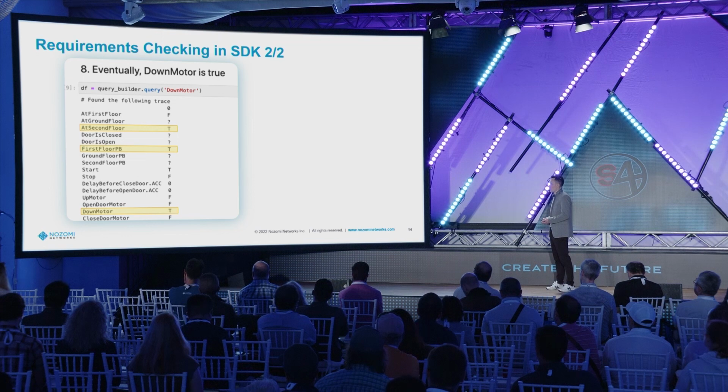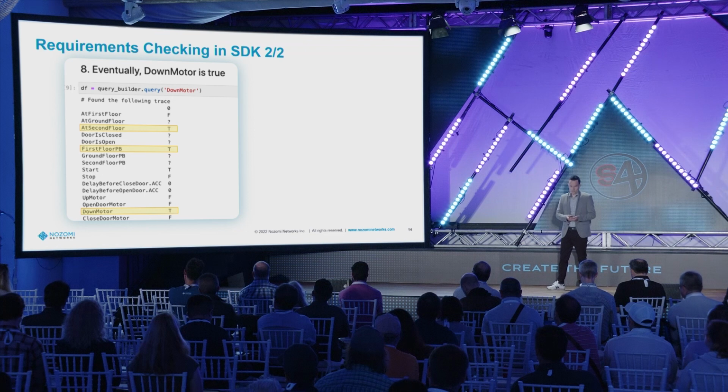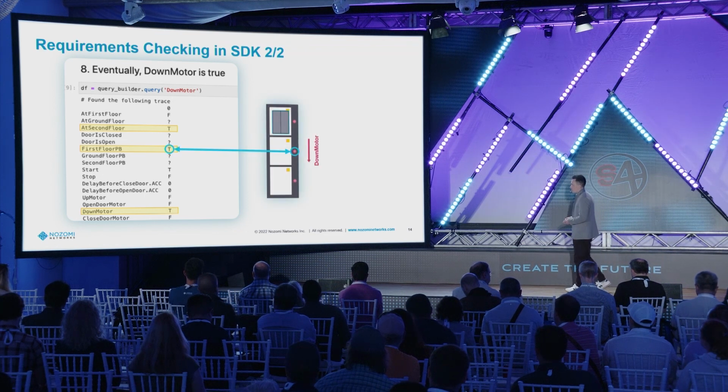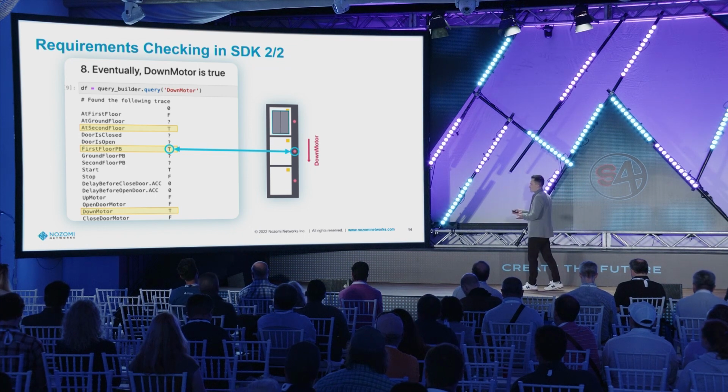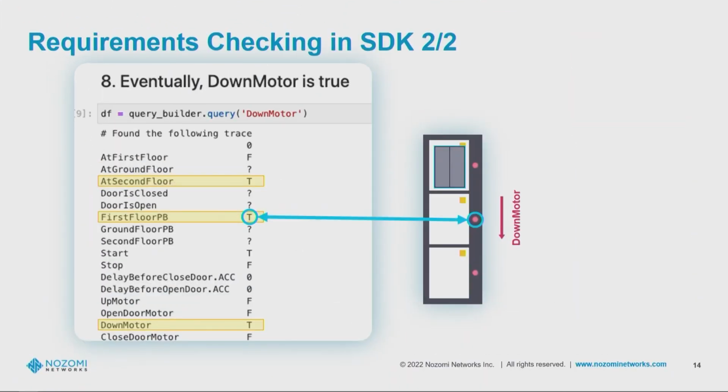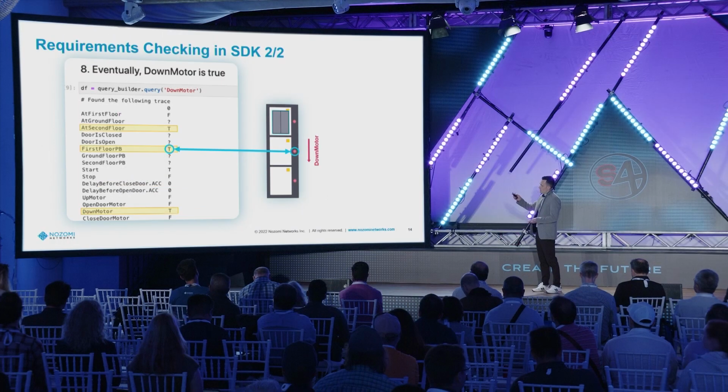This is another example where instead we were producing a trace for the requirement. This is an example where down motor is supposed to be activated, and I can readily take this trace and understand what's going on in my system. In this case, the elevator is at the second floor, because the variable at second floor is set to true, and somebody has pushed the button for the first floor, and as an effect, the motor is going down.